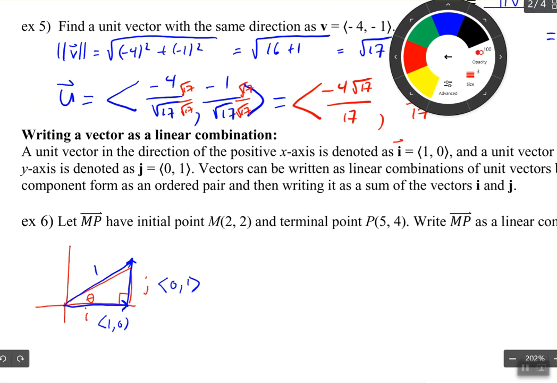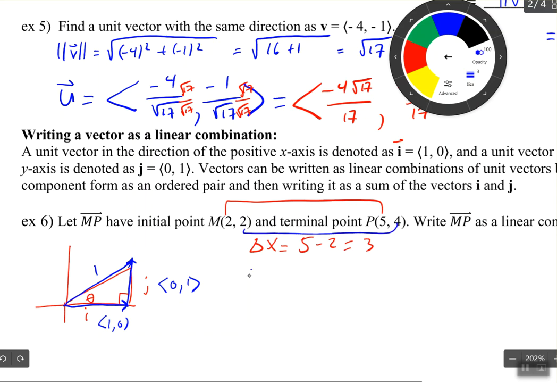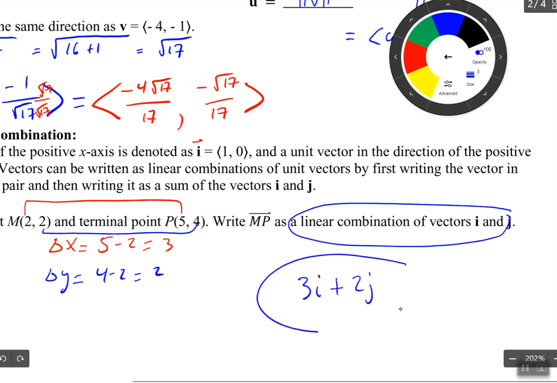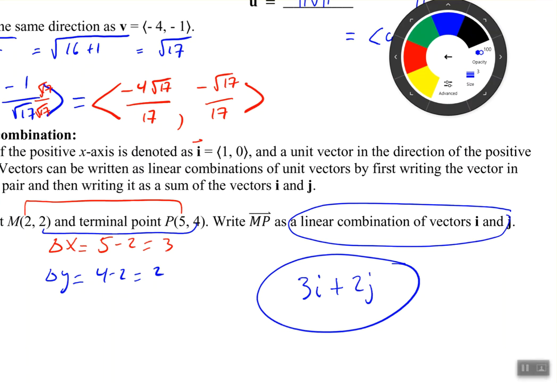So do we need a delta x? What's my delta x? 5 minus 2 is 3. What's my delta y? 4 minus 2 is 2. Is this going to be my I component and this going to be my j component? Yep. So if I want to write as a linear combination, when they say that, as soon as they say of I and j, you just go, oh, okay. Then I want 3i plus 2j. If I add those two vectors together, will I produce the vector that's MP? That's all that is.